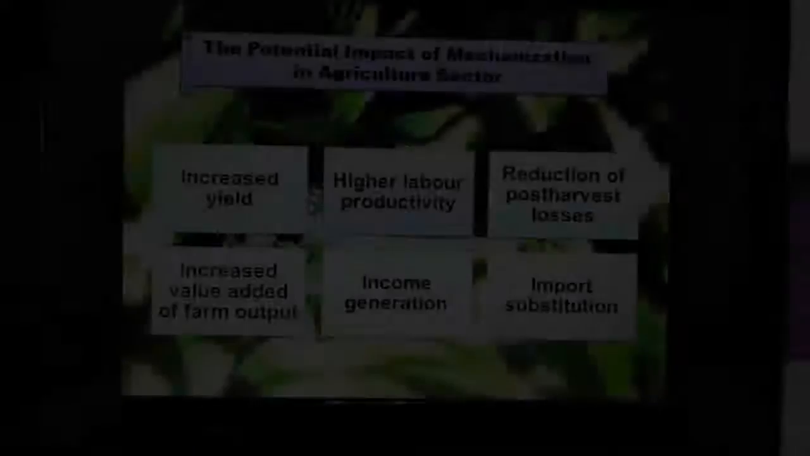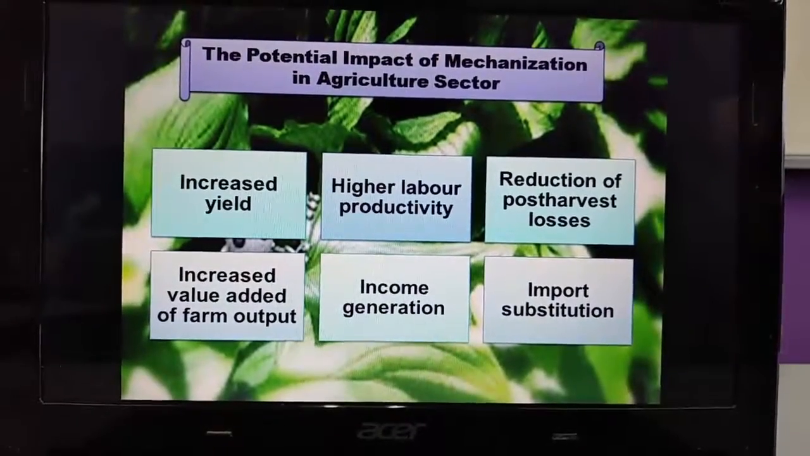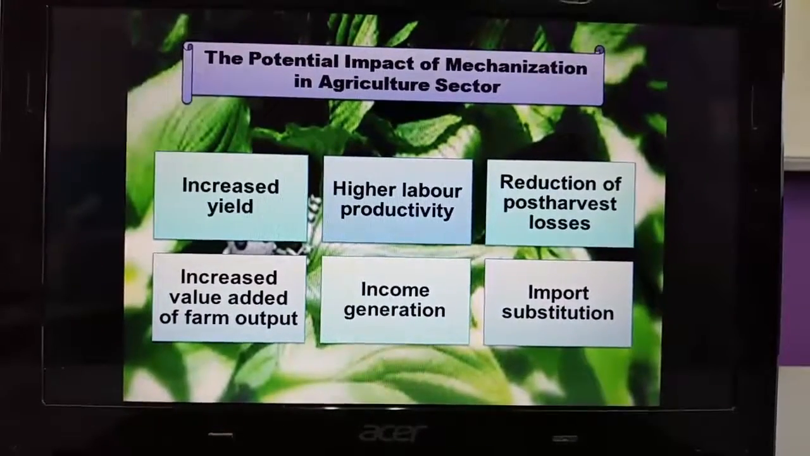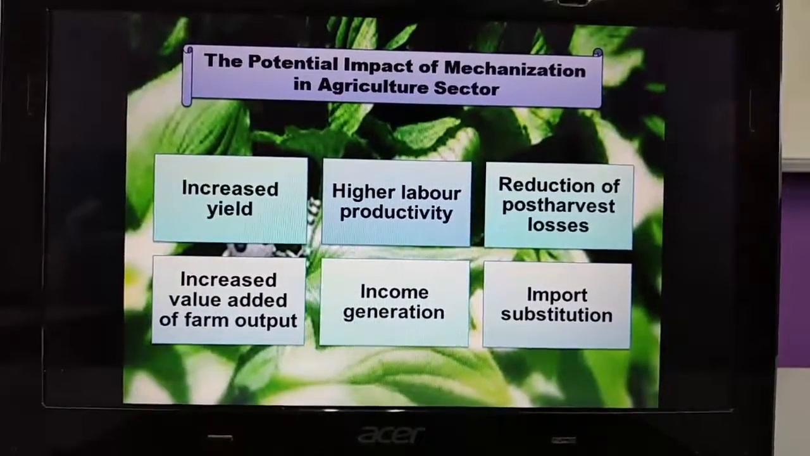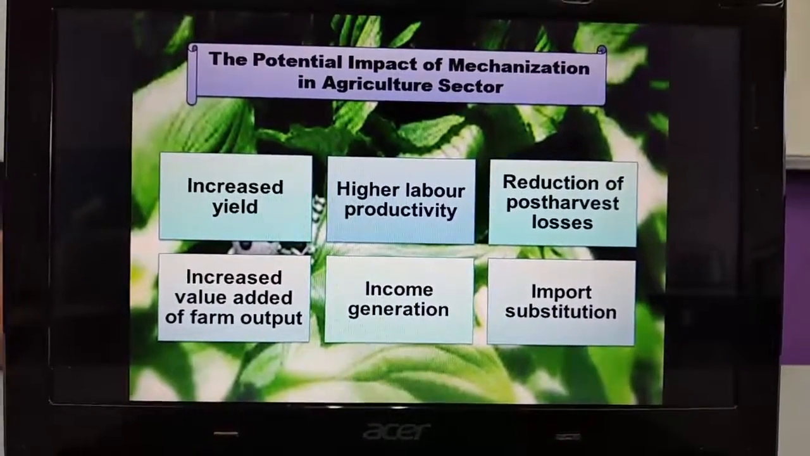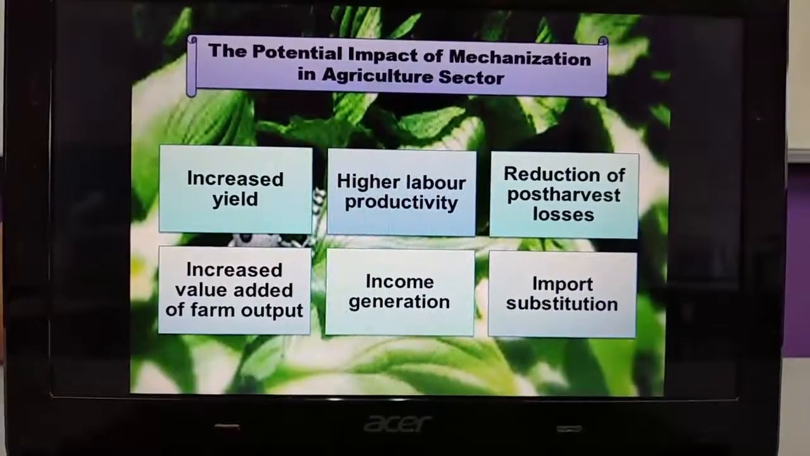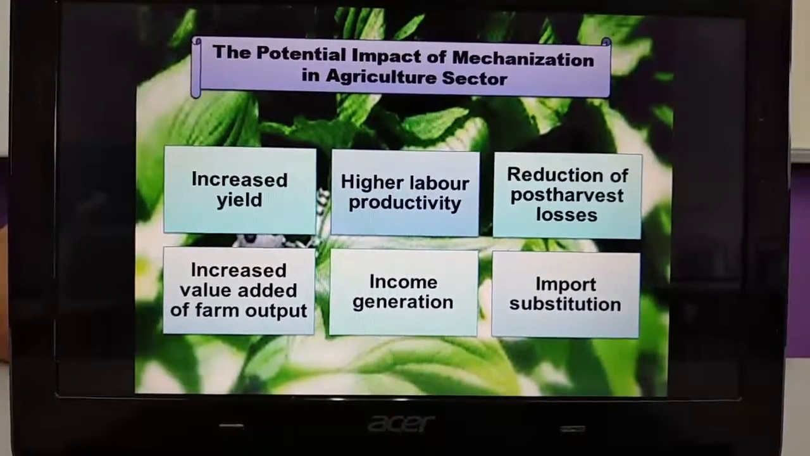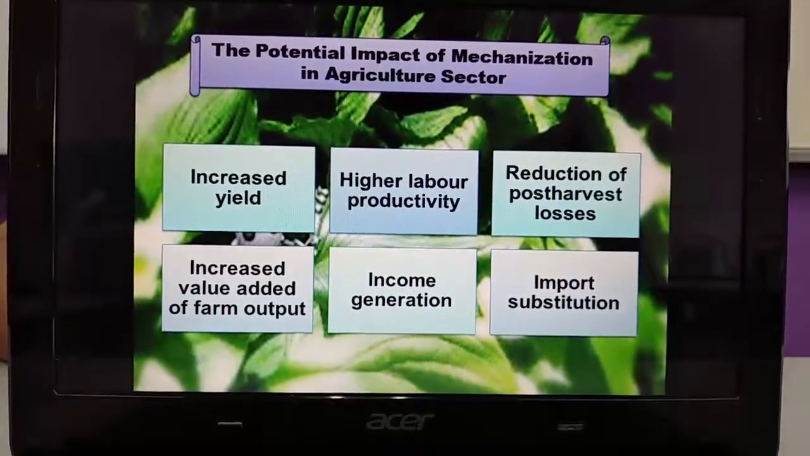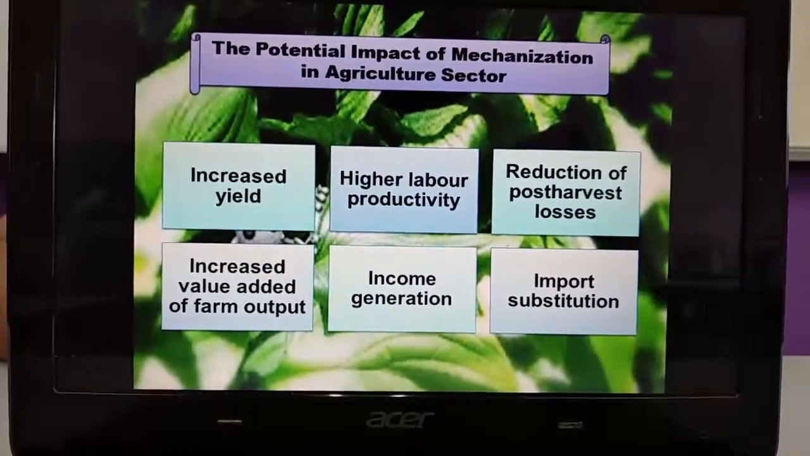And now I will explain about the potential impact of mechanization in the agriculture sector. The first impact is increased yield, second, higher labor productivity, then the reduction of post-harvest loss, and it increases the value added of farm output, and it will generate income, and also import substitution. Now I will pass to the next presenter, Nurfahana.